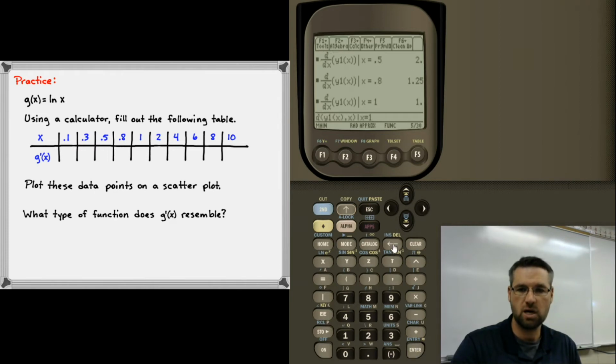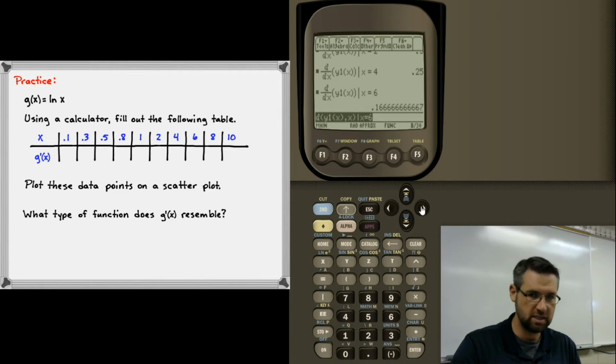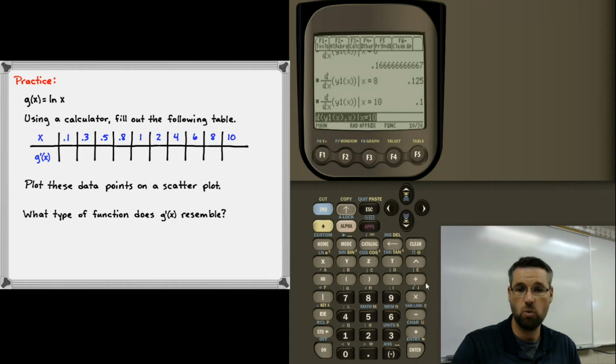That's kind of cool. We'll talk about more of that in the future. We'll plug in 2, and we get 0.5. And so you can see that as we go further and further to the right, our derivative is actually getting smaller. Okay, it's getting smaller. That's kind of neat. Let's see what happens. 6, you get 0.1667. 8, we get 0.125. Interesting. How about 10 here? We end up with 0.1.